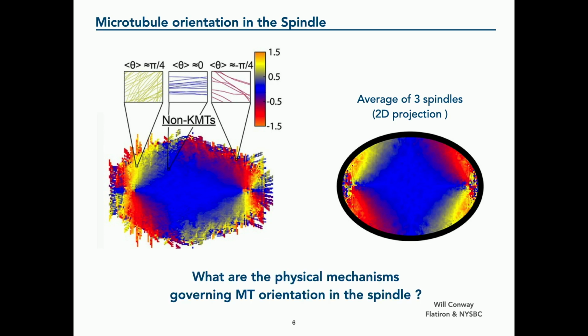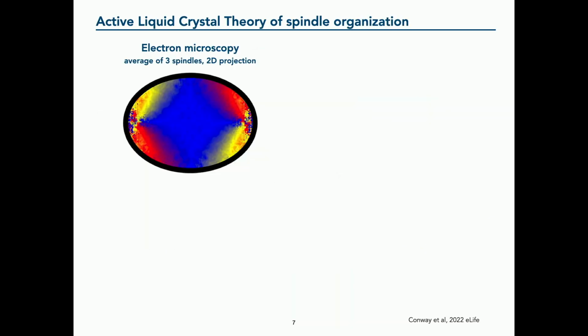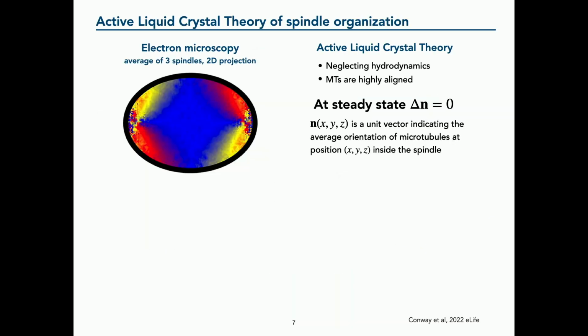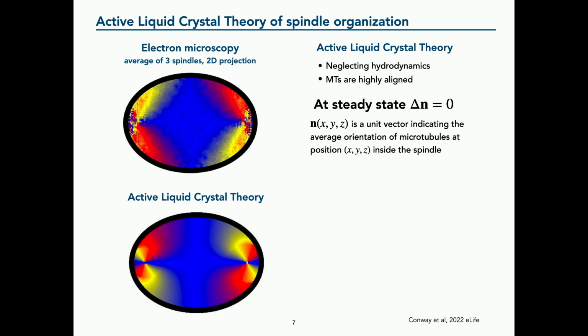Firstly, we can ask a very simple question: for this very simple orientation field, what is the mechanism that's governing it? I'm not going to get into the details, but if you take the active matter or active nematic models in all their glory, ignore the hydrodynamics, and assume that the microtubules are highly aligned, you can reduce this complex active matter model to a very simple equation: the Laplacian of the orientation at steady state is equal to 0. All you need to do is solve this equation with certain boundary conditions, and you're able to recover, very quantitatively, the average orientation of the microtubules in the spindle.